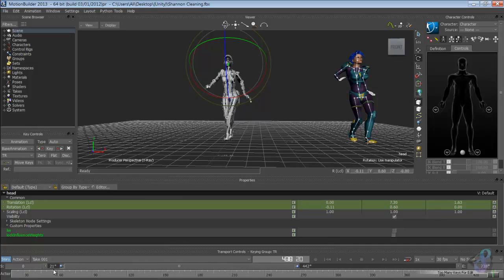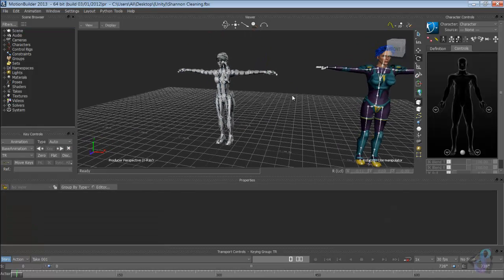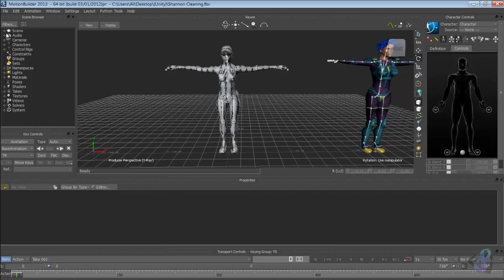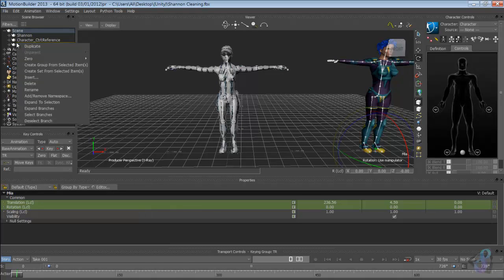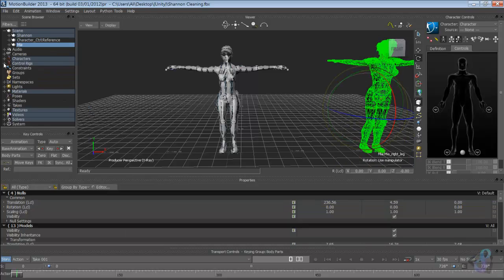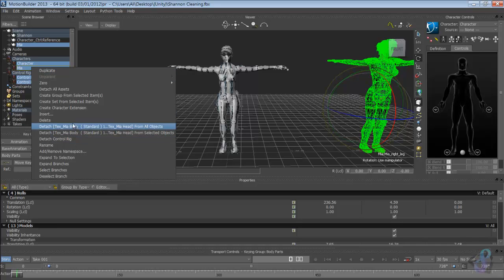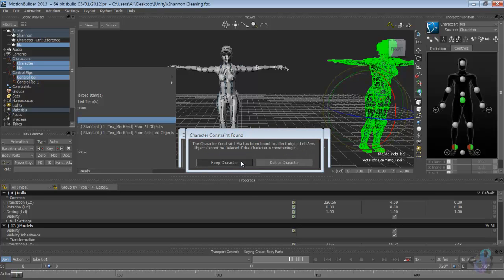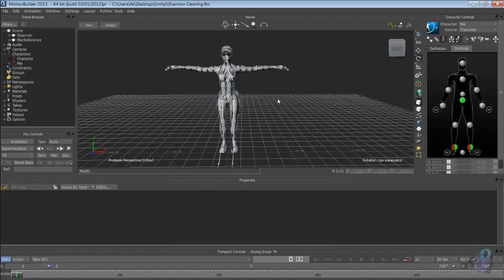And bam, we have T-pose. And the character is unknown because it's baked on the skeleton. So I can easily now select Mia and select all branches and the control rigs, because I don't have any control rigs again and no characters, and delete them. Okay.